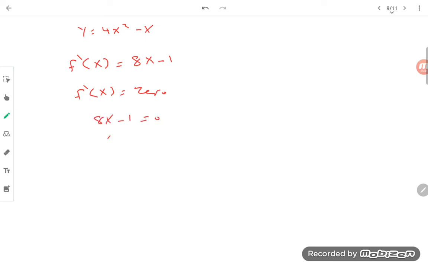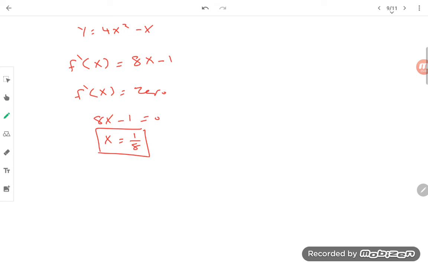Okay, returning back to our second condition. Let's take an example. Assume that y equals 4x squared minus x, and we would like to find an extreme value and identify whether it is a maximum point or a minimum one. So the first step is to find the first derivative and equate it with 0. The first derivative would be 8x minus 1. Then we are going to equate it with 0. 8x minus 1 equals 0. So the value of x will be 1 over 8.